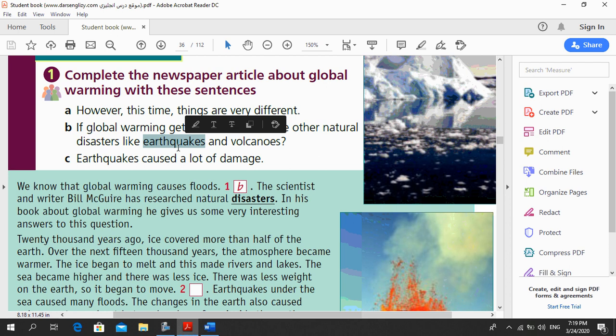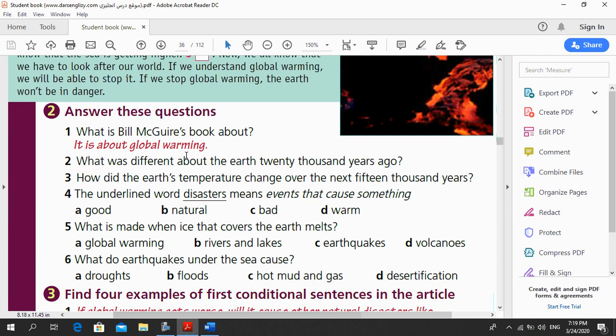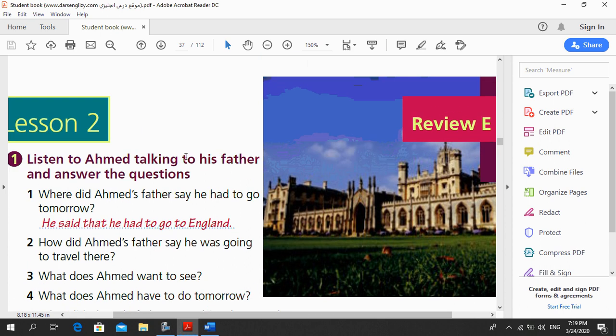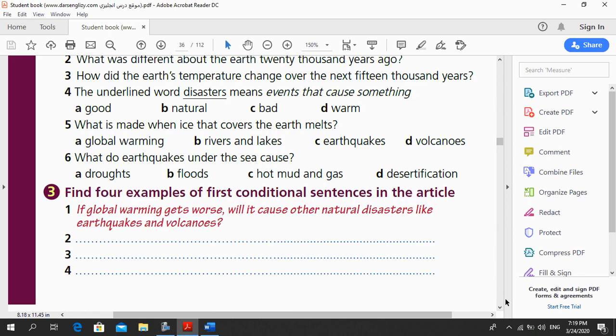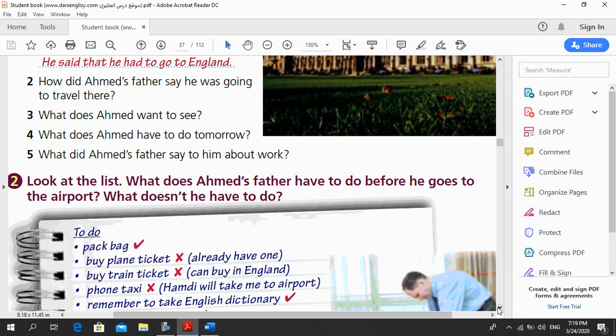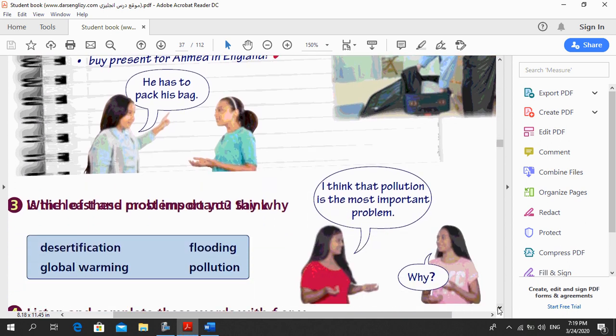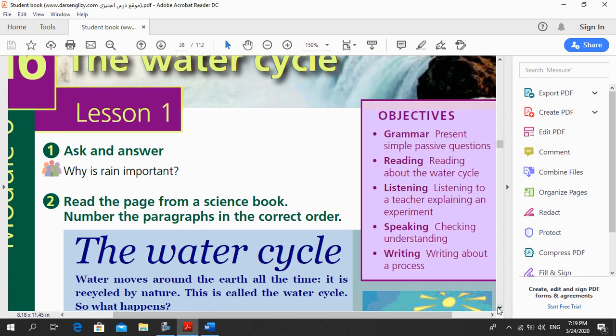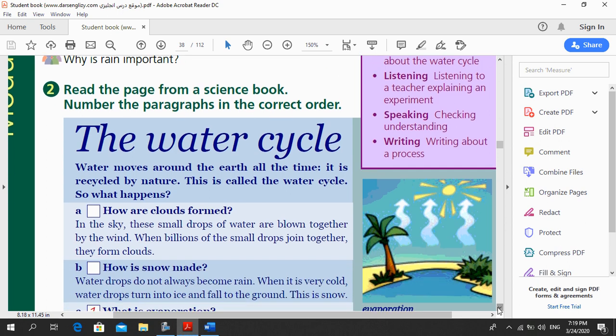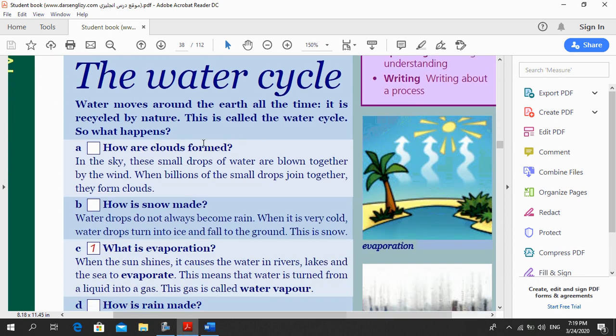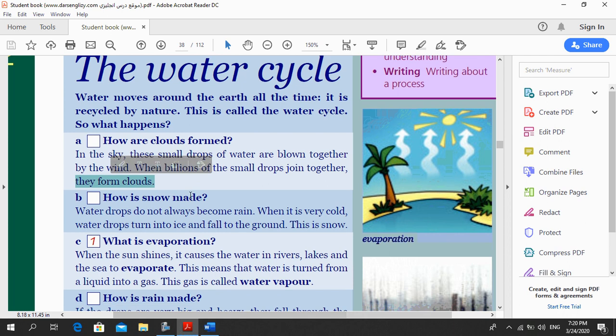What does it mean, earthquake? When the earth shakes very hard. This is what it means. Let's go to the following unit. The water cycle. A lot of you, I'm sure, asked yourselves how the clouds are formed. Like when it rains, why does this happen? How does this happen? Billions of small drops of water join together and they form clouds. This is how it's done.